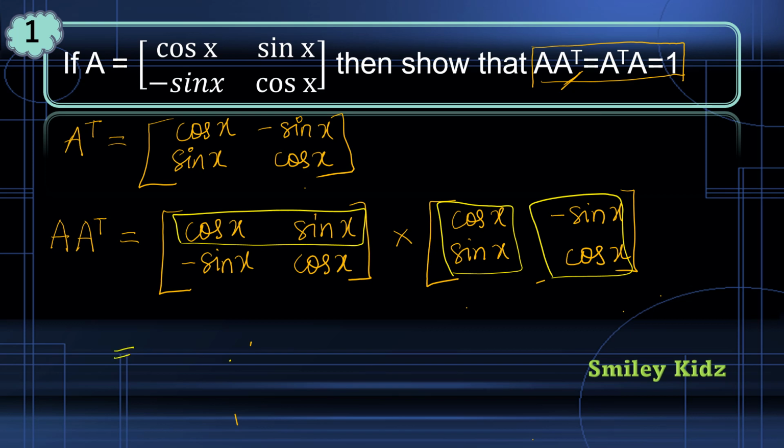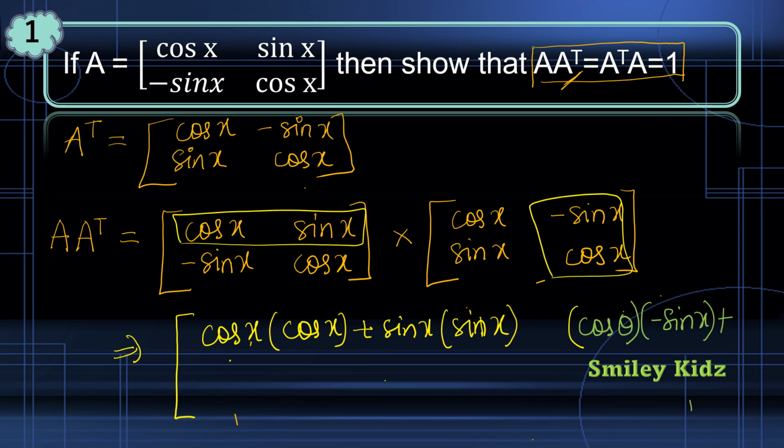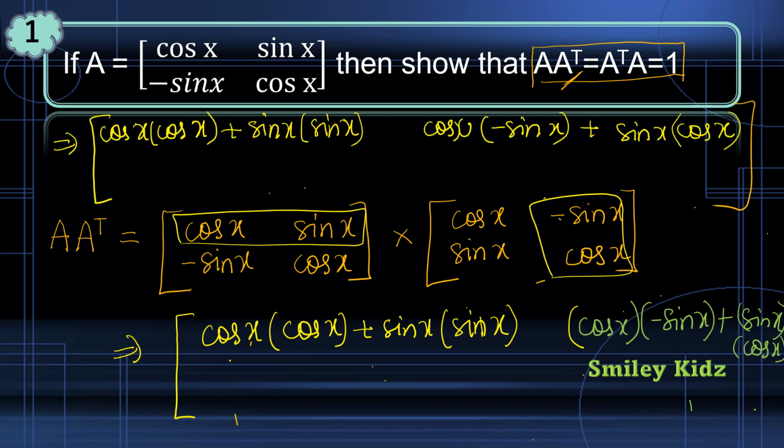That is gonna be cos x into cos x plus sin x into sin x. This will be my first element. My second element is going to be with the second column. So that is going to be cos x into minus sin x plus sin x into cos x. Well, let me shift this to the top.